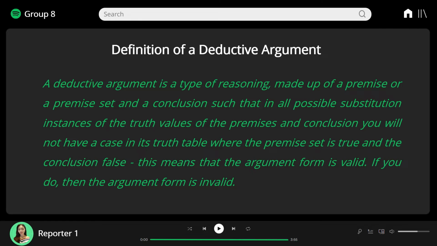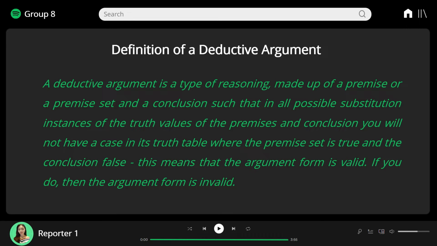Definition of a deductive argument. A deductive argument is a type of reasoning made up of a premise or a premise set, and a conclusion, such that in all possible substitution instances of the truth values of the premises and conclusion, you will not have a case in its truth table where the premise set is true and the conclusion false. This means that the argument form is valid. If you do, then the argument form is invalid.